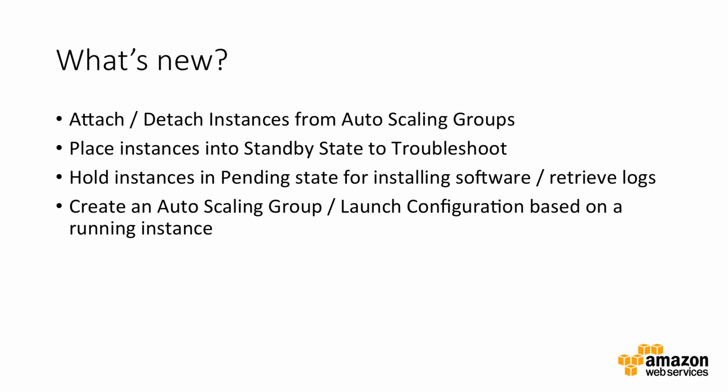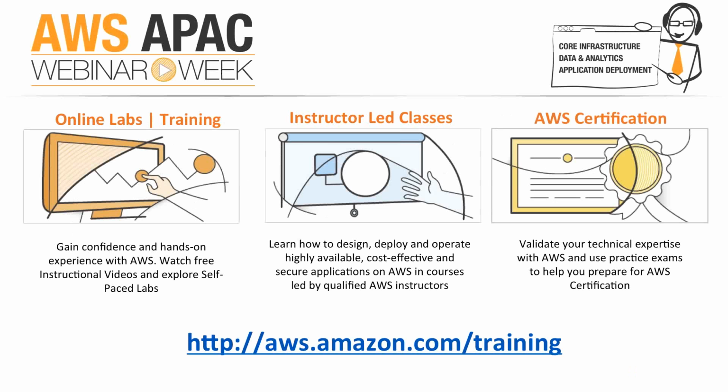You can hold instances in a pending state for installing software or retrieving logs at the end of its use case. This is really, really handy. This means that you can bootstrap early before it actually comes into the platform, and then when it leaves, you can get logs about exactly who accessed the platform as well. And you can create an autoscaling group or a launch configuration based on a running instance now. So you can, like I said, attach or detach, but you can also create the group based on a running instance. And with that, that's basically all I have.